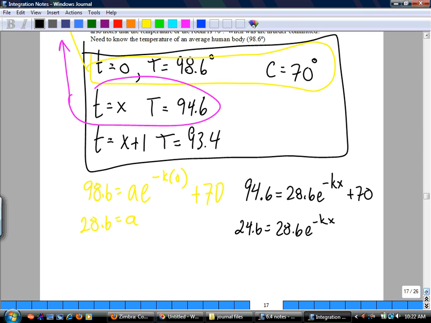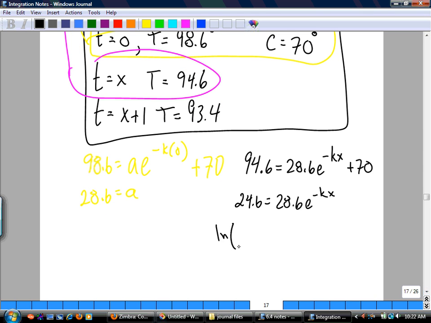Now what? ln 24.6 equals negative kx l. Whoops. No, wait. Before we ln, 24.6 divided by 28.6 equals, now ln.